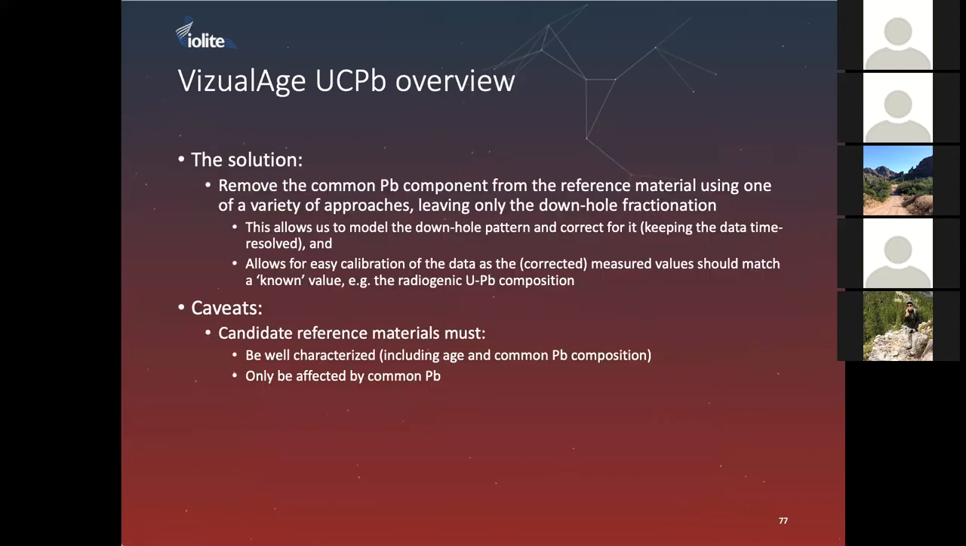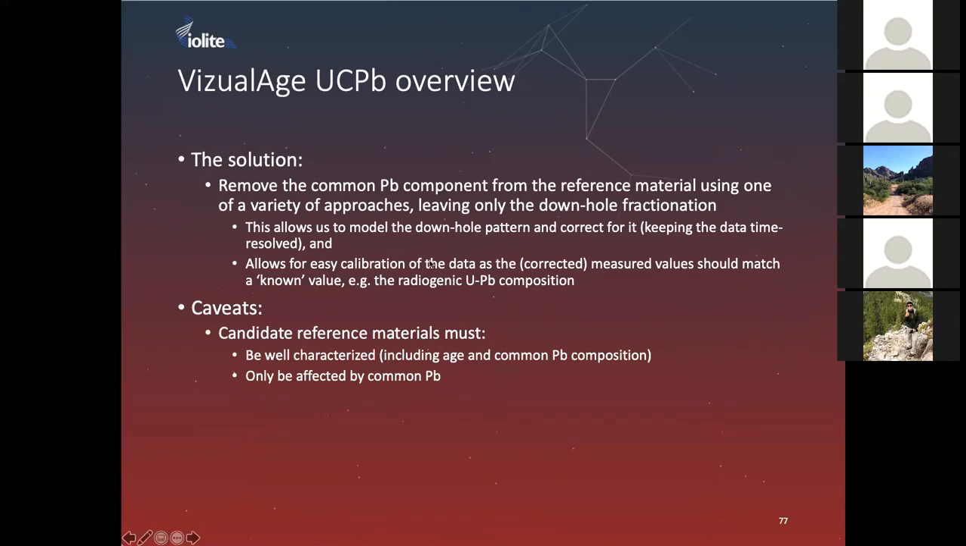So one possible solution is to remove the common lead component from the reference material using one of a variety of approaches, leaving only the downhole fractionation to model. The great thing about that is, of course, that it allows us to model that downhole fractionation pattern and correct for it, keeping the data time resolved.